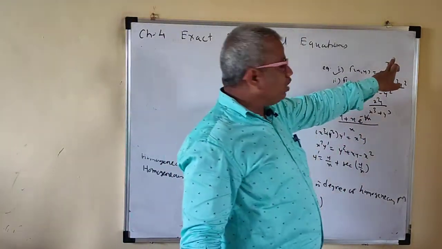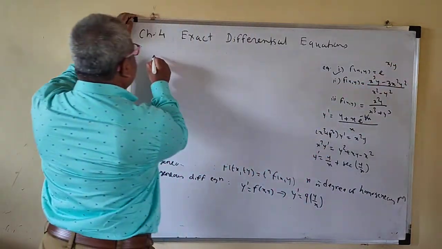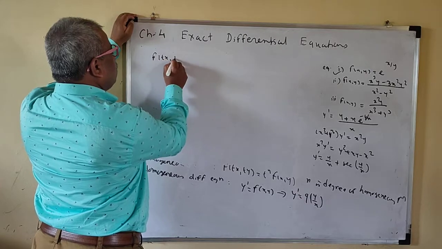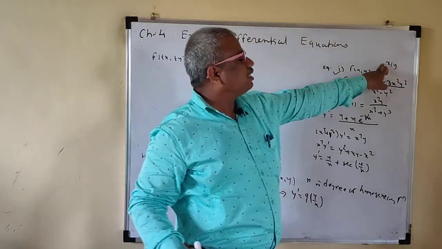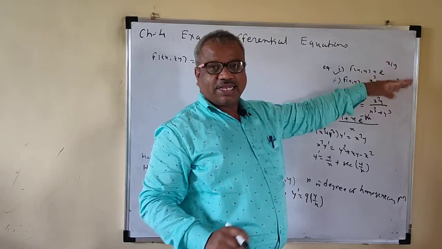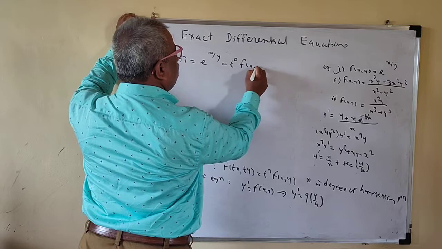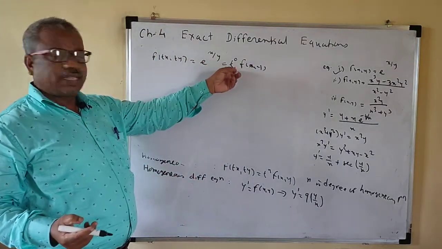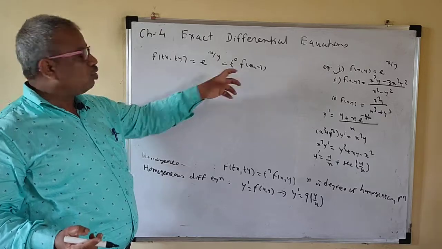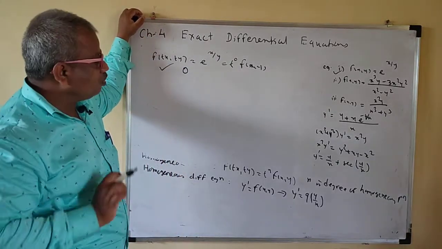If I put x as tx and y as ty, what do we get then? f of tx, ty. This is e raised to y by x. If I put x as tx and y as ty, then the t's get cancelled, which is x1. So this is t to the power 0 times f of x, y. You get your function as it is, and there is no t, which means there is a t to the power 0. So this is a homogeneous function of degree 0.